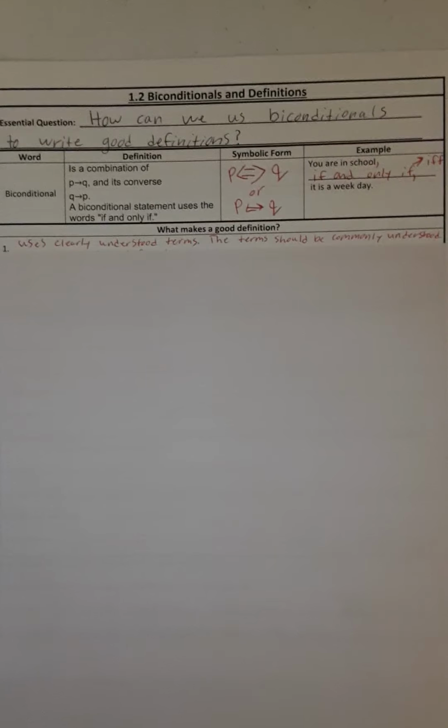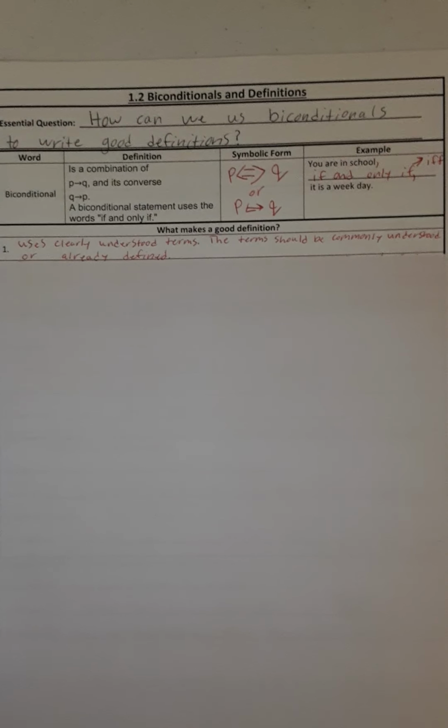The symbolic form is a double-ended arrow. Sometimes we use 2 lines for the arrow, sometimes we use 1. Okay. Next, we're going to talk about what makes a good definition.